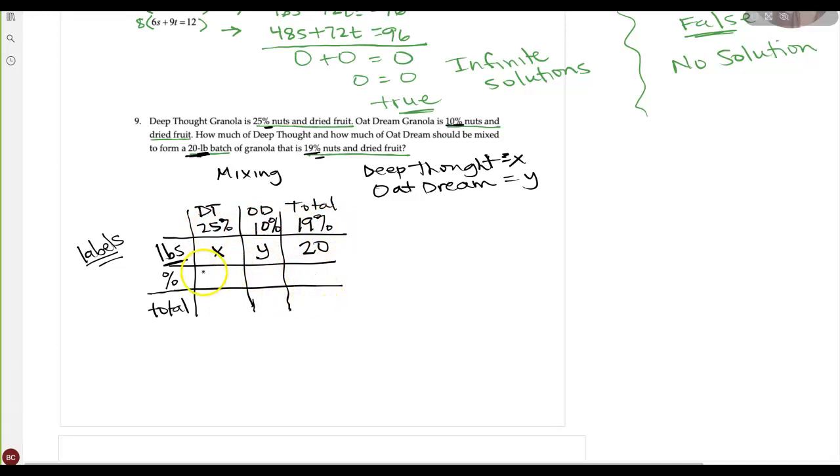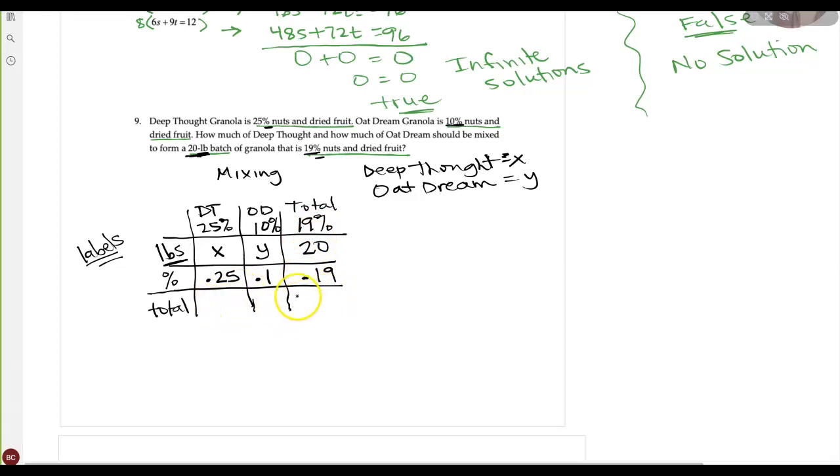I didn't use any of these percentages yet. But then on the second line, this is where I'm changing my percent to a decimal. So how do I change 25% to a decimal? Divide by 100, which would give us 0.25. And how about 10% to a decimal? 0.1. If you put it as 0.10, that's fine. You don't need the 0, but 0.1. And then 19% to a decimal, 0.19.